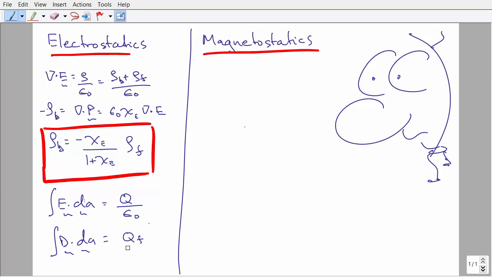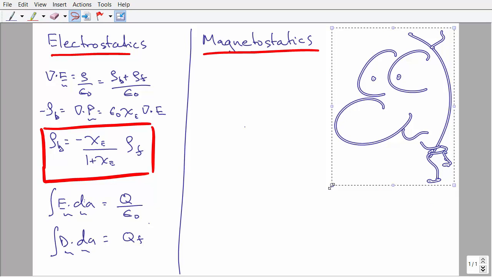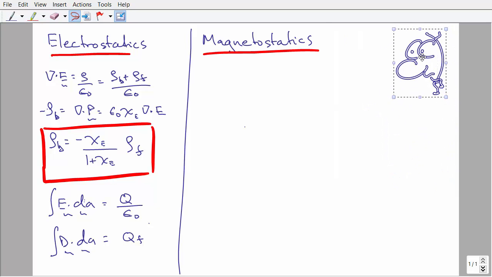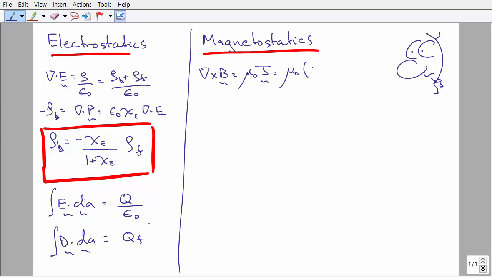Well, in magnetostatics, the situation is really very similar. Of course, we're not interested in bound and free charges anymore. We're interested in bound surface currents and free surface currents, and our starting point is the curl equation for B. Of course B responds to all the currents, both the bound currents and the free currents, and B makes no distinction between them. We make a distinction because it's useful. We then introduce the relationship between the magnetization and the H field.